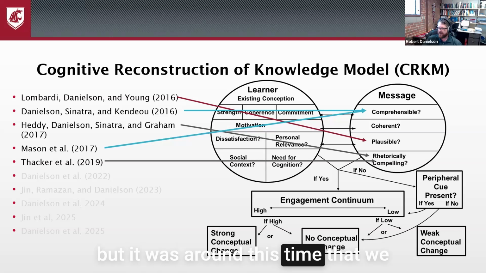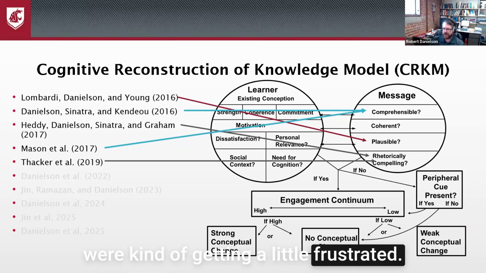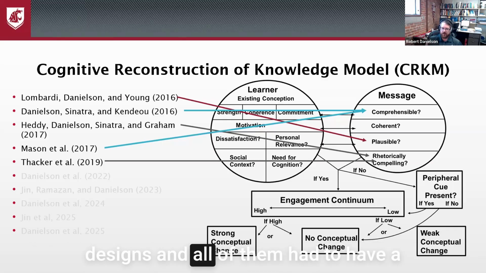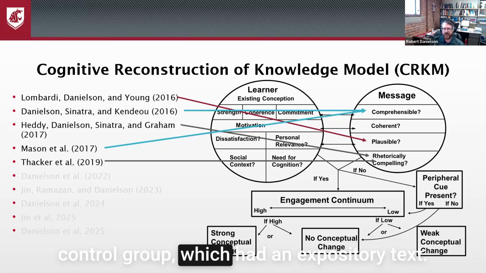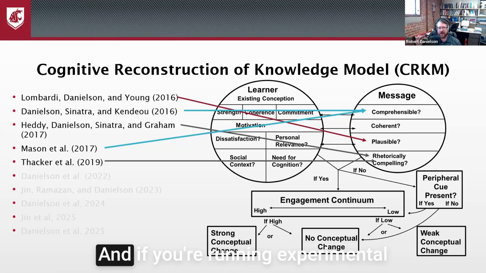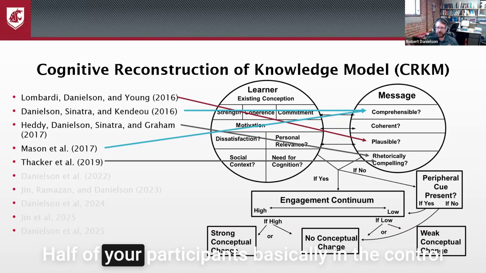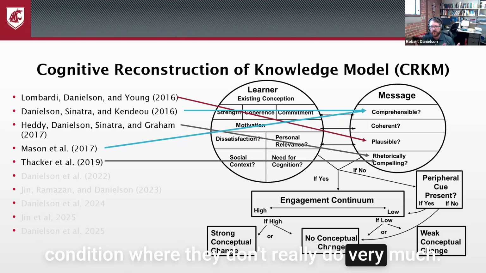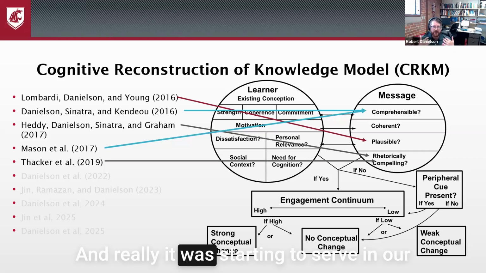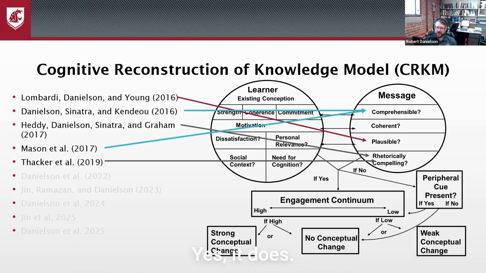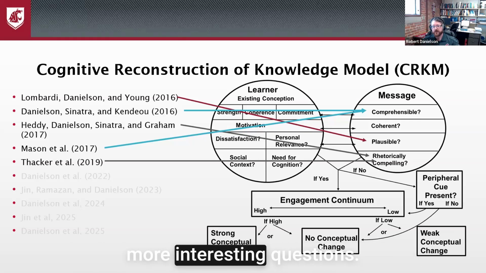But it was around this time that we were kind of getting a little frustrated. All of these studies were experimental designs, and all of them had to have a control group, which had an expository text. And if you're running experimental design, it's really frustrating to have half of your participants basically in the control condition, where they don't really do very much. And really, it was starting to serve, in our minds, almost as a manipulation check. Can we show that the refutation works? Yes, it does. Now we want to move on to some more interesting questions.